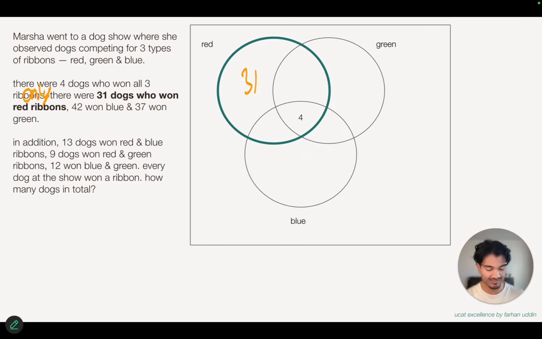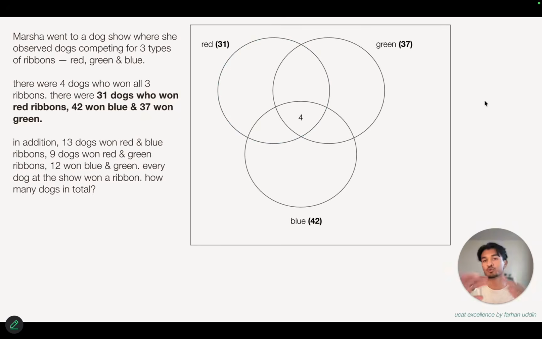But because it says 31 that won red overall, we can't really put any number in there so far because we don't know what this number is and we don't know what that number is. So, for the time being, what we're going to do is just put them on the outside so we know what numbers they are for both red, green, and blue, as in what number the total would be.